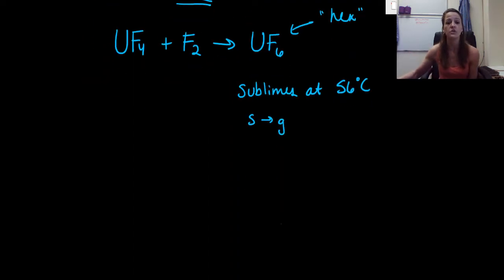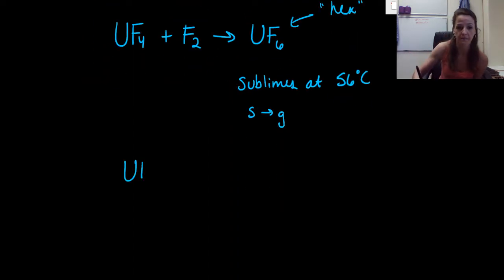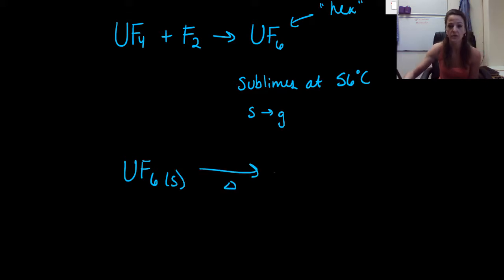All right, so what we can do then is we take UF6 that is in the solid state and add heat, so we're forcing it to reach 56 degrees Celsius, and it immediately pops right over to UF6 in the gaseous state. Once it's in the gaseous state, we can separate all the different isotopes of uranium in those specific molecules by using gaseous diffusion.